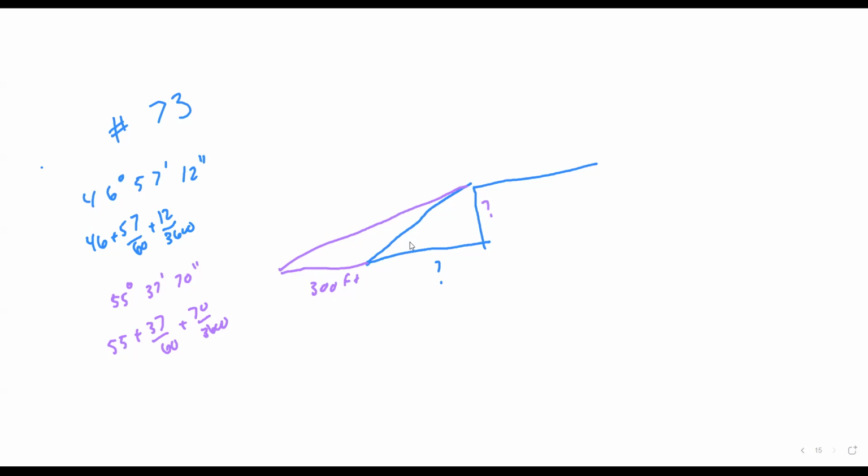This right here would give me 46.9533. The other one would be 55 plus 37 divided by 60 plus 70 divided by 3600, which gives me 55.6361. All right, so I have this angle and I have this angle. I'm given this side. I don't know this, and I don't know this.